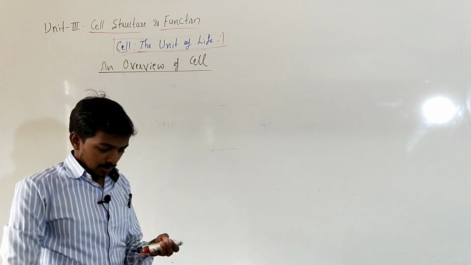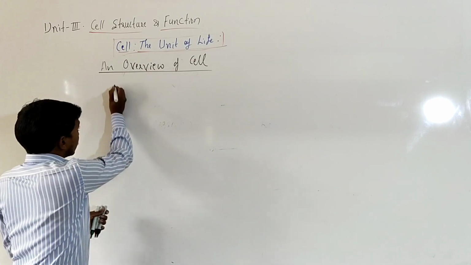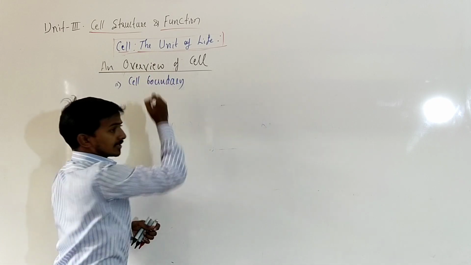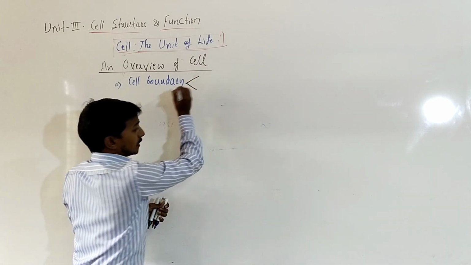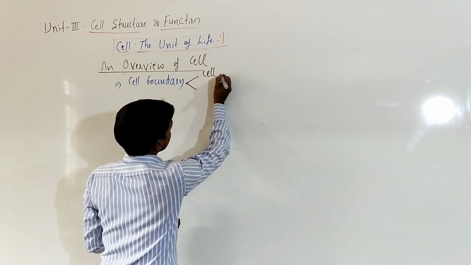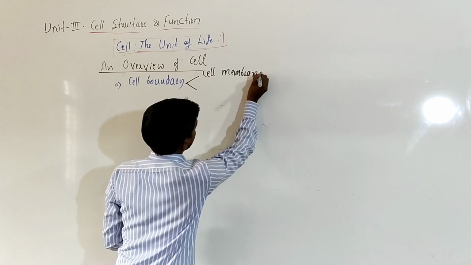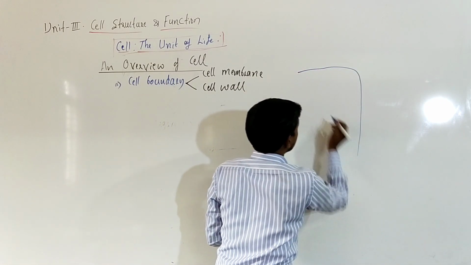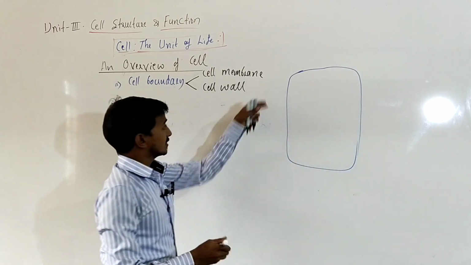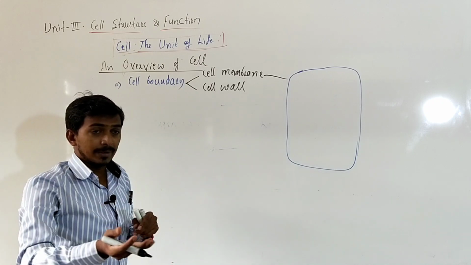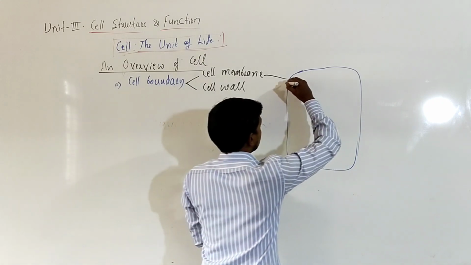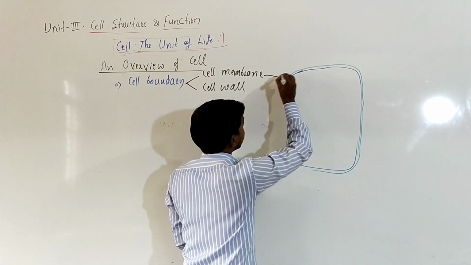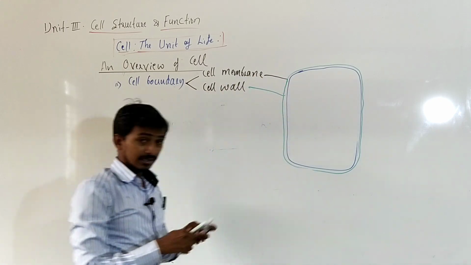Overview of the cell. To start with, the cell must contain a boundary. There are two different boundaries for the cell: one is the cell membrane and the other is the cell wall. For a particular cell, whether it is a plant cell or an animal cell, the layer must be the cell membrane. Then outside the cell membrane, in a plant cell, there is another layer called the cell wall. These are the two different cell boundaries.